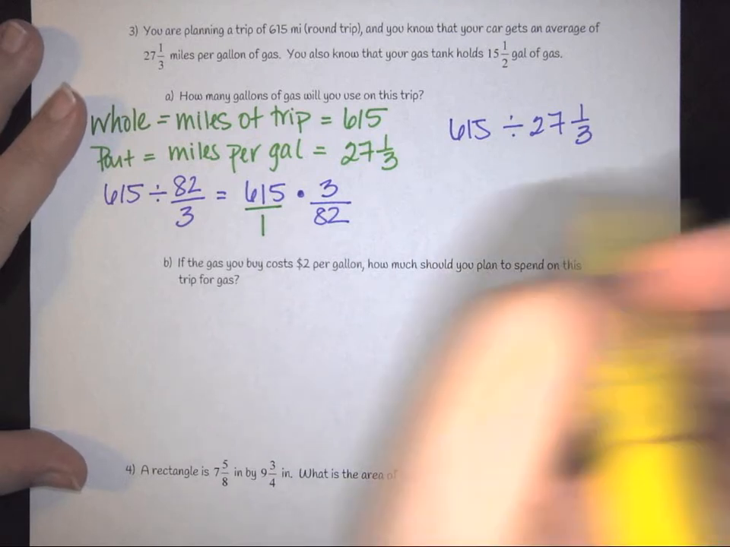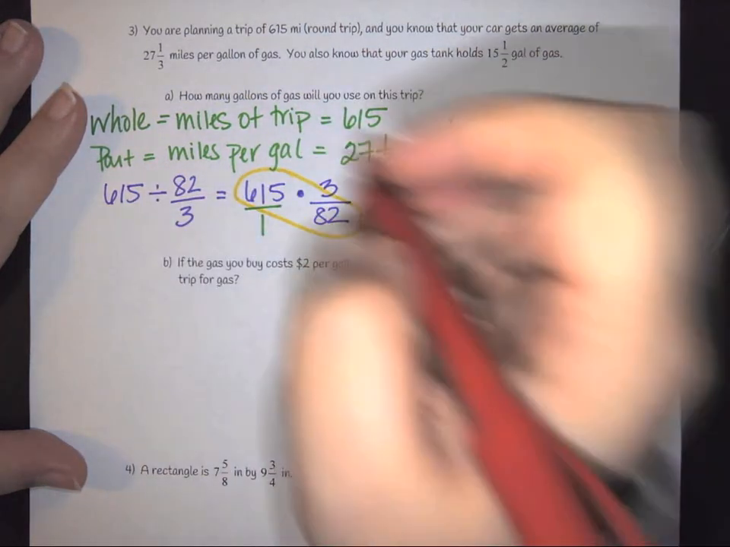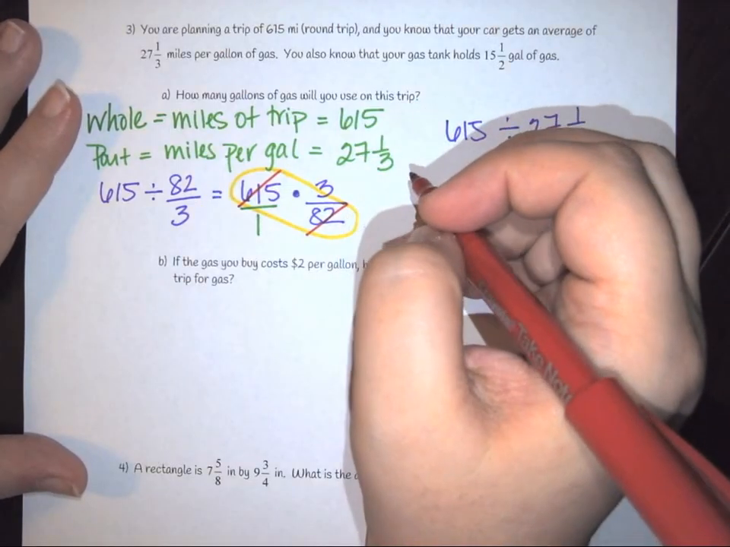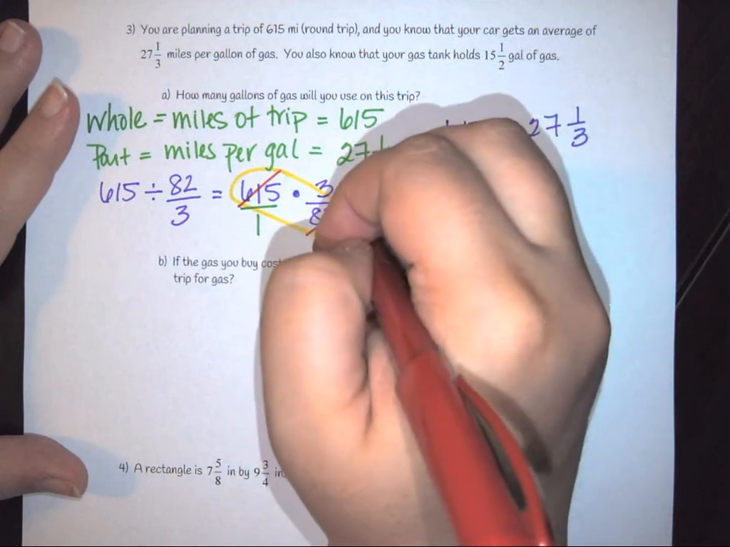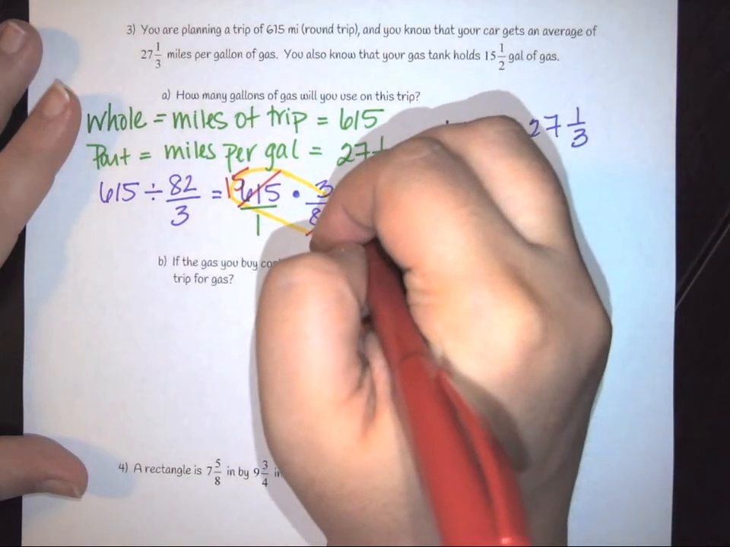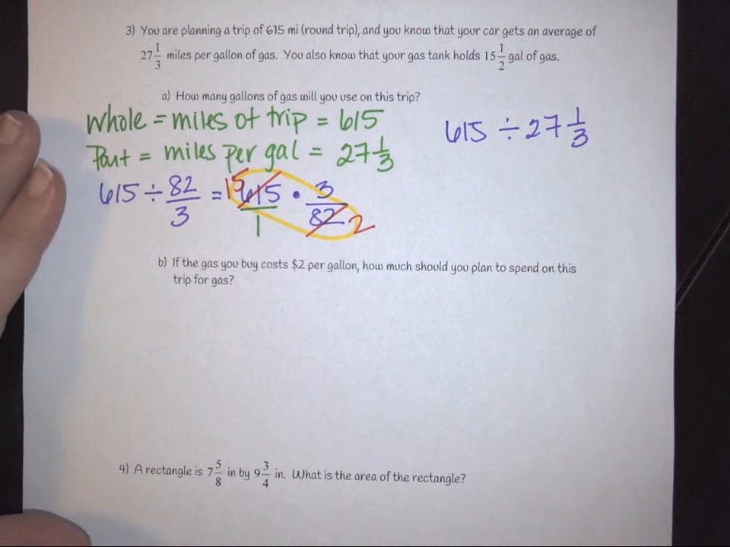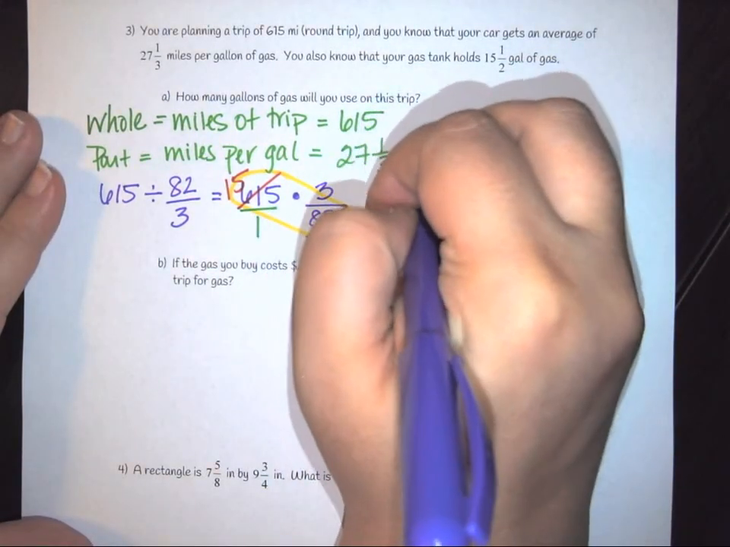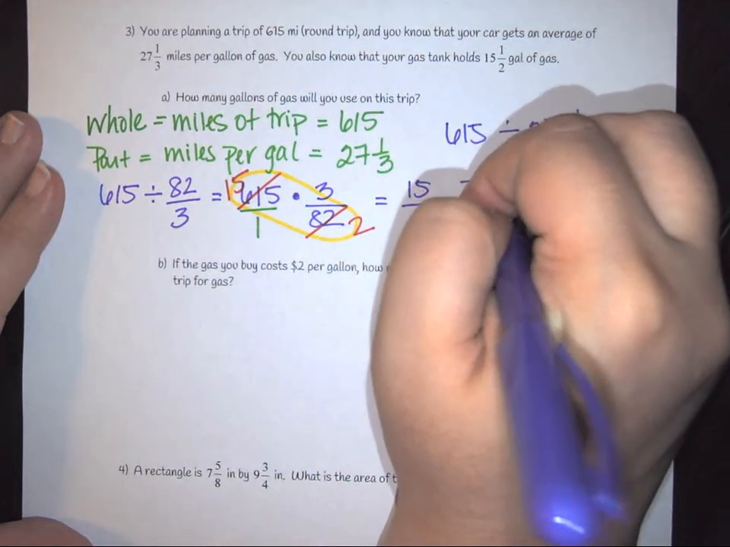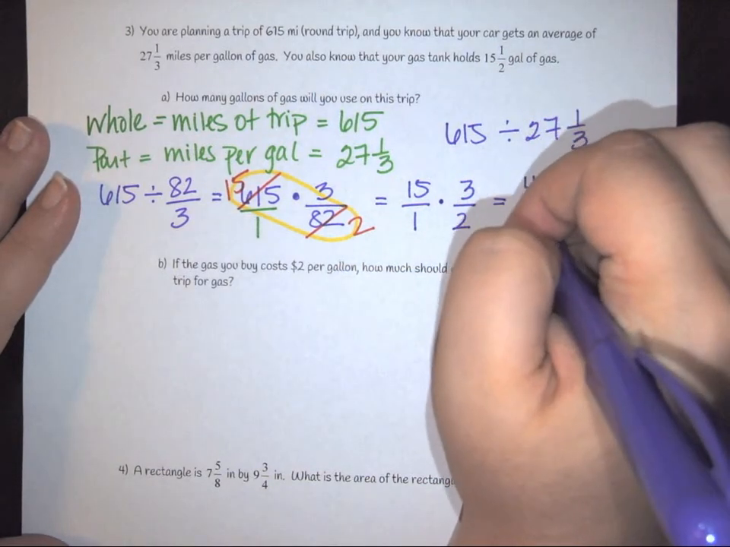And then in this case, 615 and 82 will reduce with each other. So what I can do is 615 becomes 15 and 82 becomes a 2. Thus changing my fraction to being 15 over 1 times 3 over 2, which is actually the same as 45 over 2.